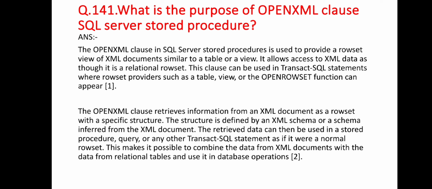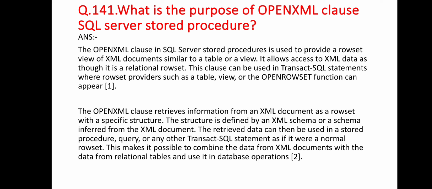The OPENXML clause retrieves information from an XML document as a row set with a specific structure. The structure is defined by an XML schema or a schema inferred from the XML document. The retrieved data can then be used in a stored procedure, query, or any other Transact-SQL statement as if it were a normal row set.